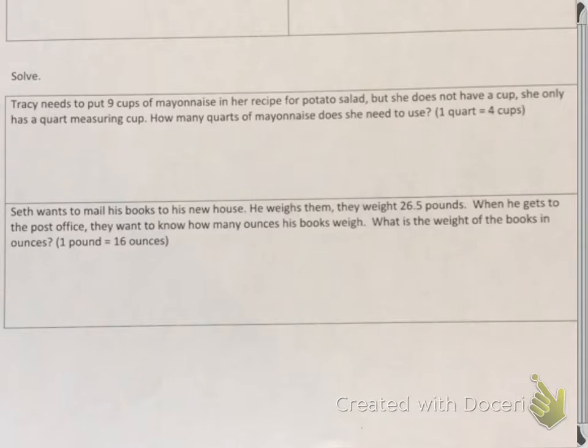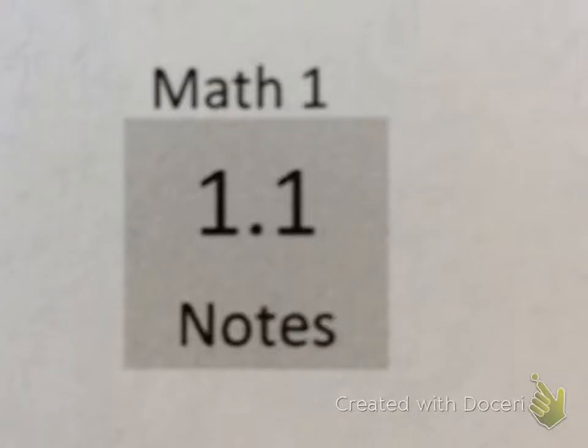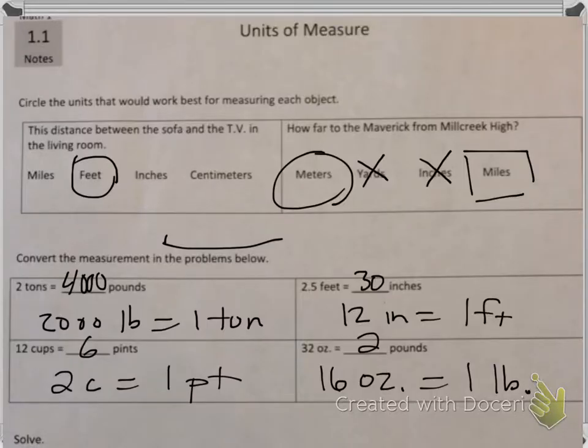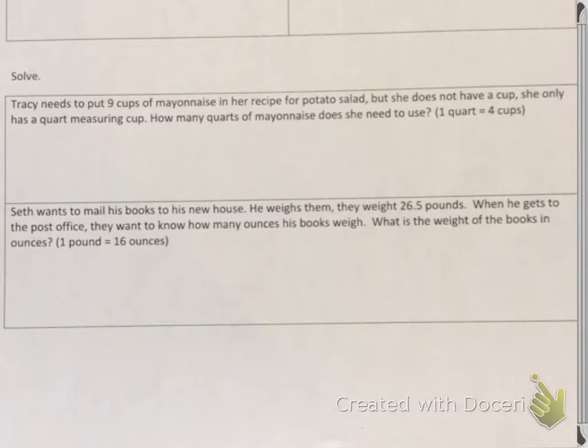All right, the next part of this worksheet is a couple of word problems. The first one says, Tracy needs to put 9 cups of mayonnaise in her recipe for potato salad. That's a big old recipe of potato salad. That's kind of gross to think about, 9 cups of mayonnaise, but she needs 9 cups in her potato salad. But she doesn't have a cup.